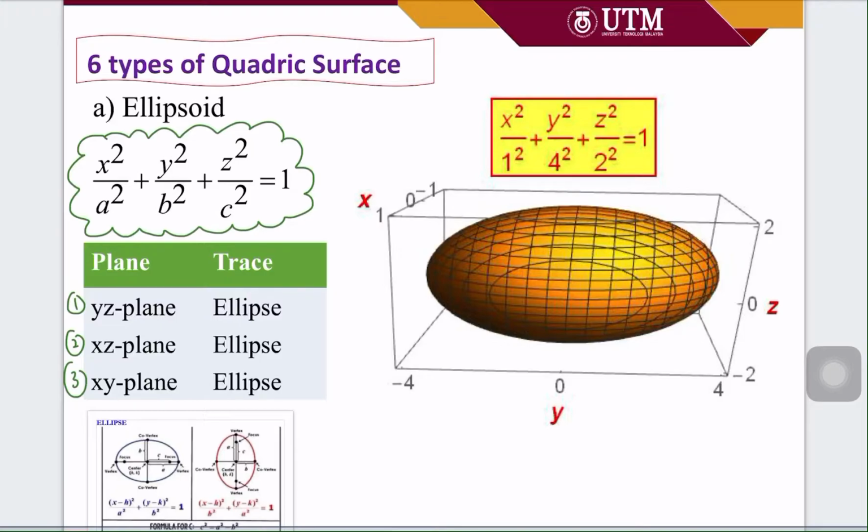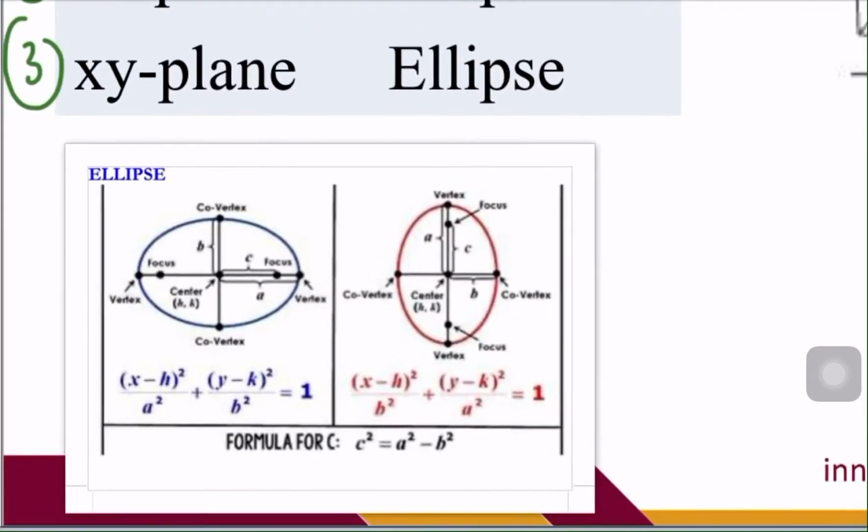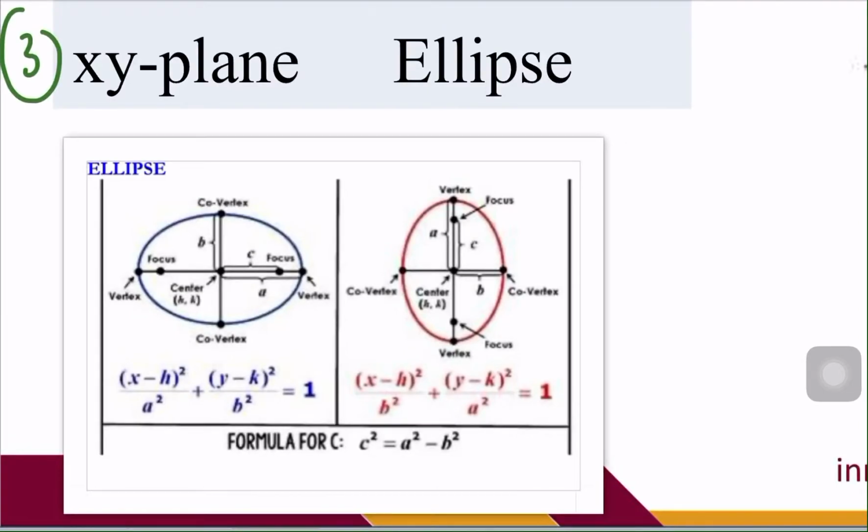In this case you need to know the standard equation for the ellipse. As I mentioned before, you need to check back. The standard equation is (x minus h) squared over a squared, plus (y minus k) squared over b squared, equal to 1. For x and y, the a squared and b squared positions are different.